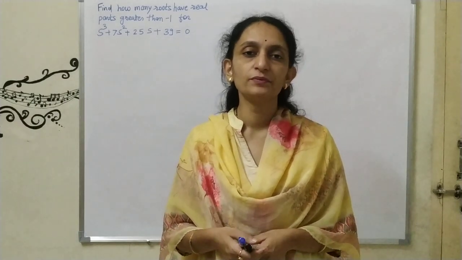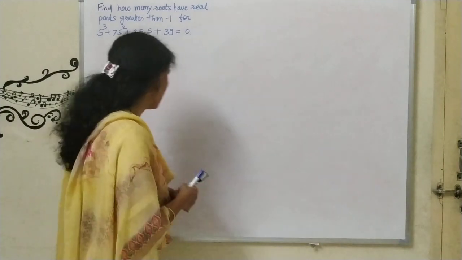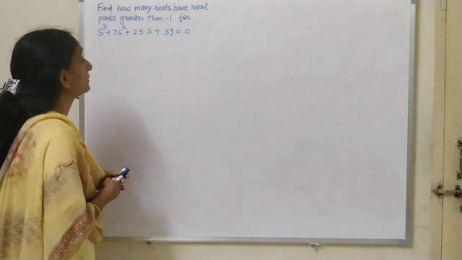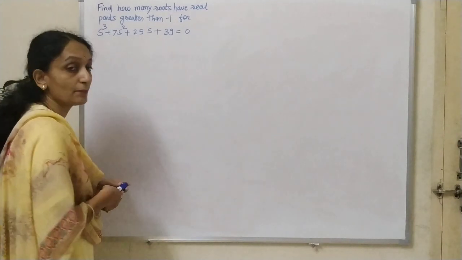Hello students, today we will solve a numerical based on relative stability. Let's see how the question is asked on relative stability. Find how many roots have real parts greater than -1.